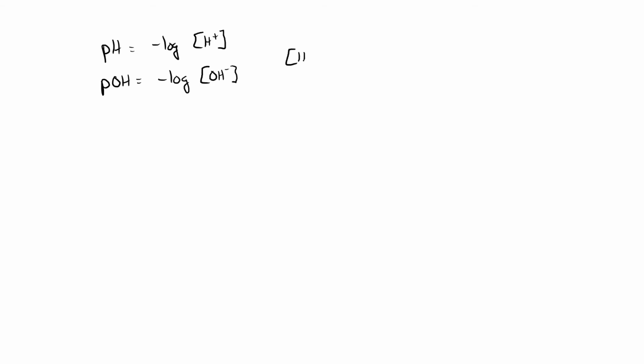We remember that because the concentration of H plus times the concentration of OH minus equals 1 times 10 to the negative 14th, that means that if we add pH to pOH, we're going to get the negative log of 1 times 10 to the negative 14th, and so that will equal 14. So the pH scale and the pOH scale are inverses of each other, where when one is very low, the other is going to be higher, and they will always sum to 14.